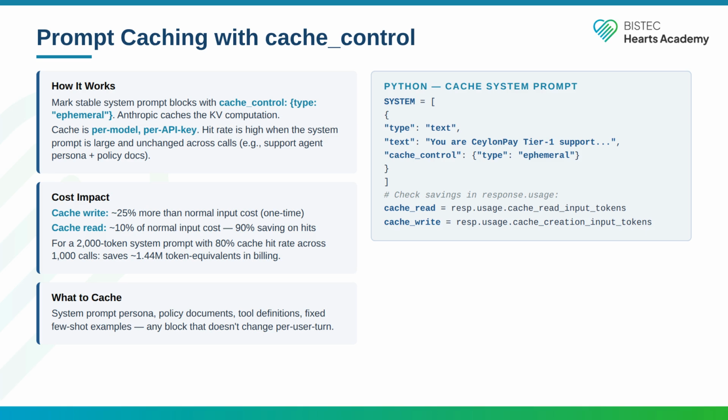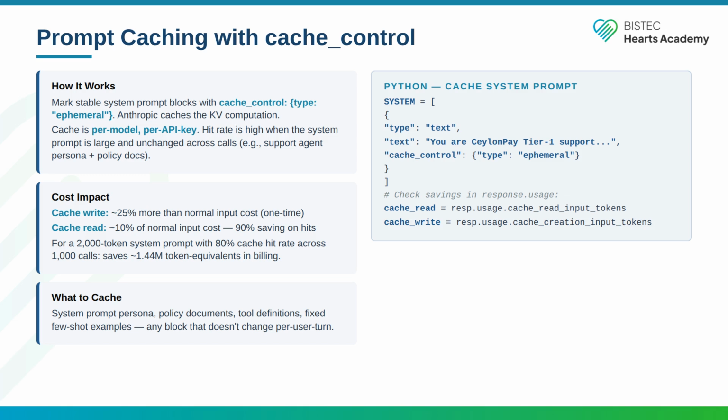The economics are compelling. Writing to the cache costs about 25% more than normal input token pricing, a one-time warm-up cost. Reading from the cache costs approximately 10% of normal input pricing, a 90% saving on every cache hit. For a 2000 token system prompt called 1000 times with an 80% cache hit rate, that translates to saving roughly 144 million token equivalents in billing. At production scale, prompt caching pays for itself within days.